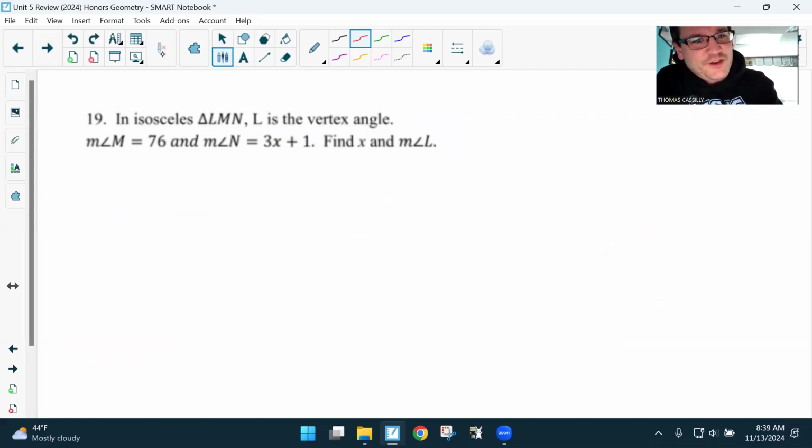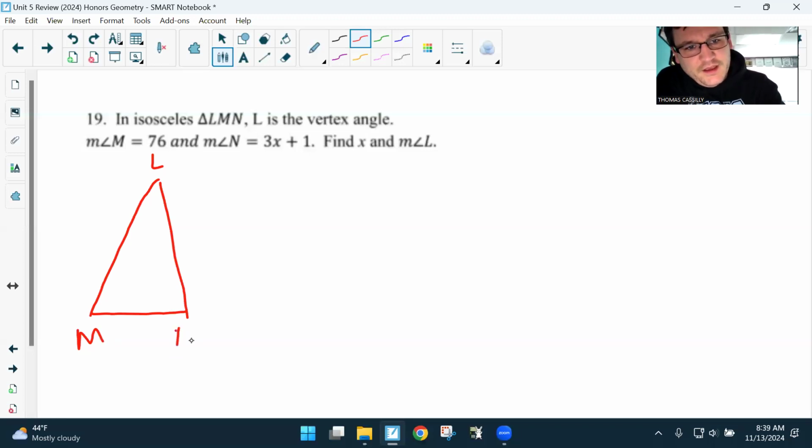I'm going to draw triangle LMN, right? And it's isosceles. They're saying L is the vertex. Keep in mind, vertex angle is the not congruent angle. So I'm going to put M down here and N down here. Since it is isosceles, these two sides are congruent. These two angles are congruent. And I know that because it says L is the vertex.